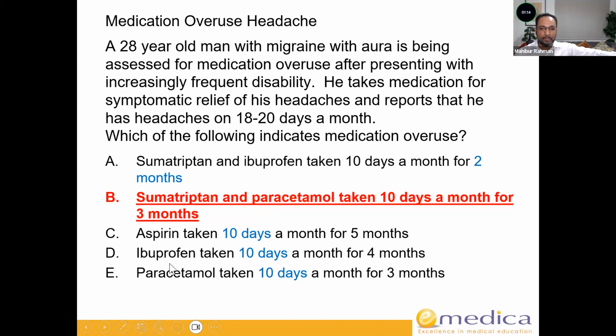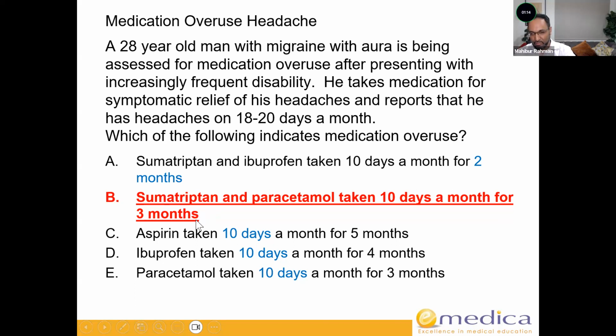For aspirin, ibuprofen, paracetamol, for these types of analgesics, it needs to be 15 days a month. That's why these don't meet the threshold. These all meet the threshold of time, but not enough days. Whereas this one, using a triptan for 10 days a month, and it's for 3 months or more, it meets both thresholds. So this is the one that fits medication overuse headache.